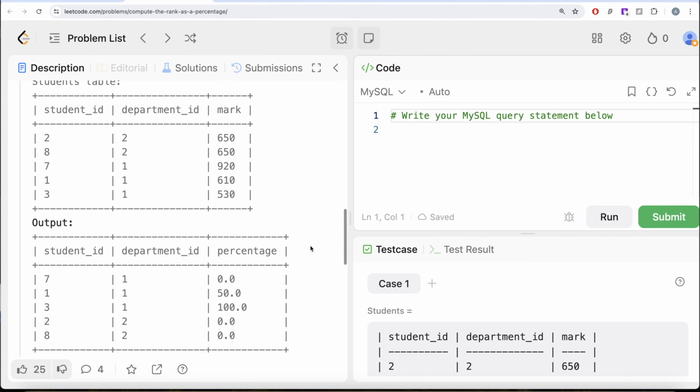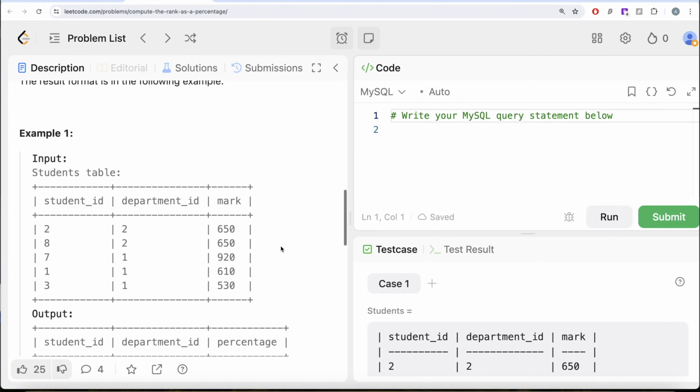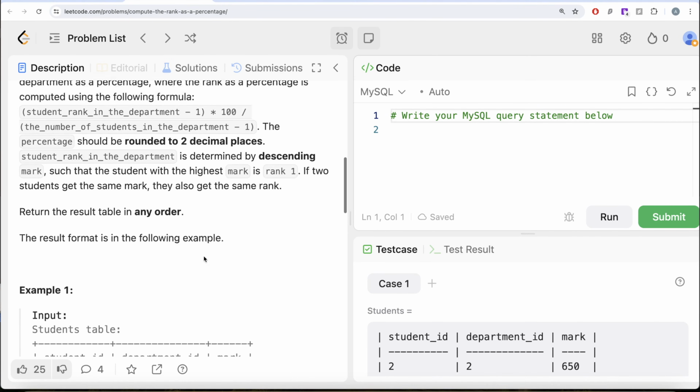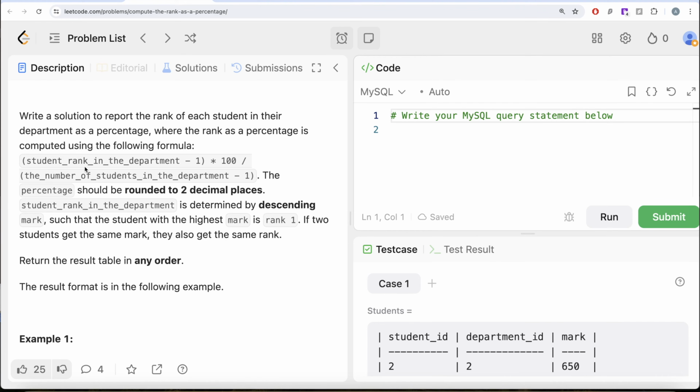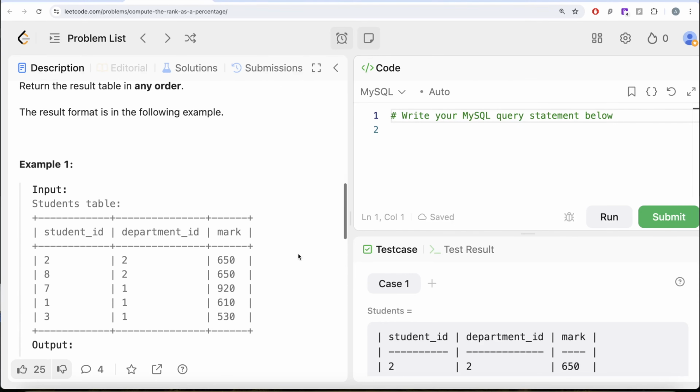So to solve this question, what we first need to do is find, for every department ID, based on descending mark, who gets the first rank, second rank, and so on. And secondly, how many students every department has, because in this formula we need this variable as well as this variable, right? So what we can do is, from this table called students, let's keep all the columns, so select star and then rank.